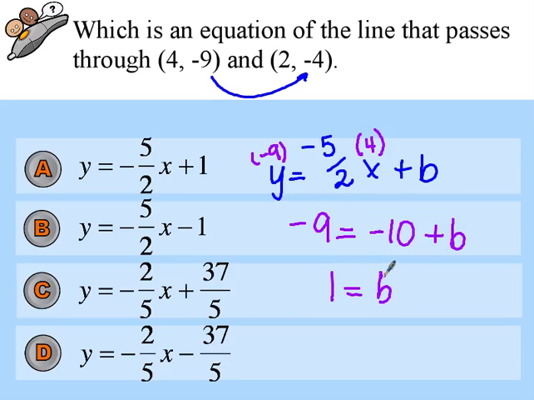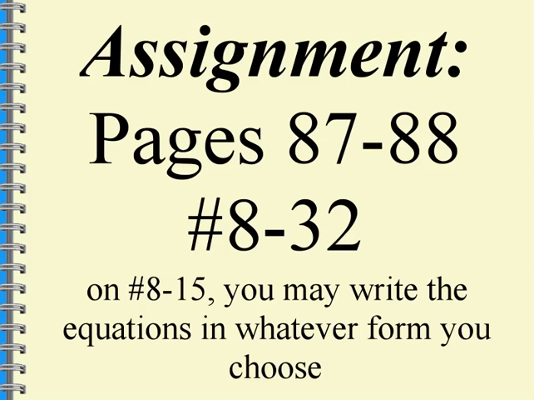Okay. Now we're going to go ahead and call it good for today in this section. Here's your assignment. Now we will actually continue with parallel and perpendicular lines tomorrow. Now notice it says here on number 8 through 15 you may write the equations in whatever form you choose. Okay, so that means you can do point slope form, you can do slope intercept form, doesn't matter. So despite what the directions say, 8 through 15, you can write the equations in whatever form you choose.